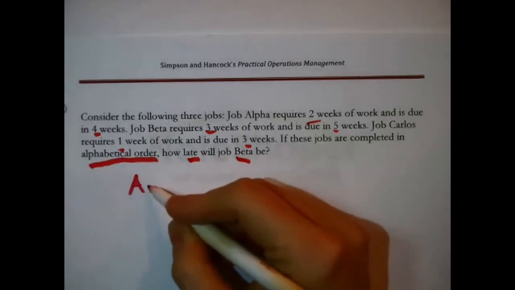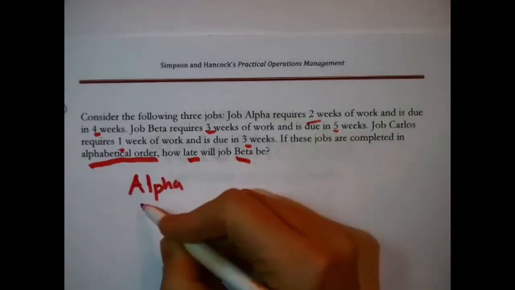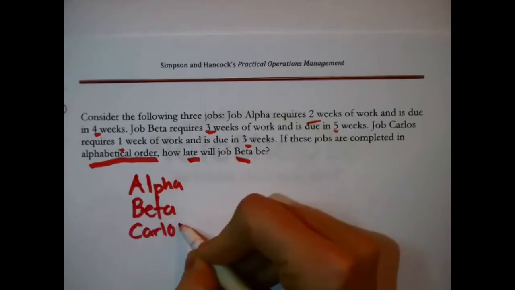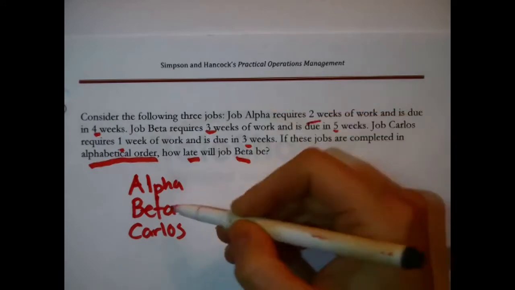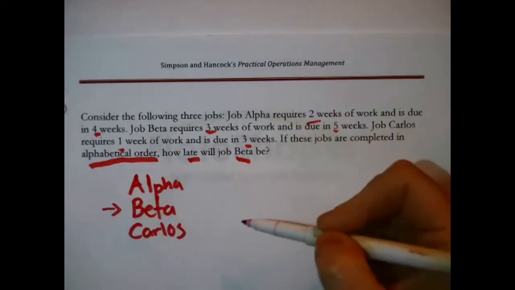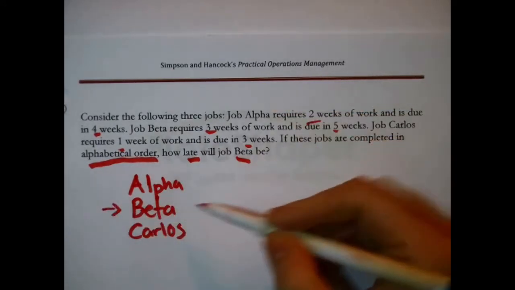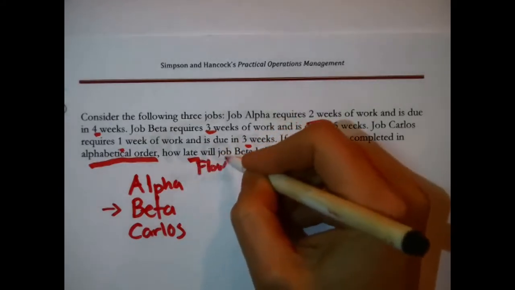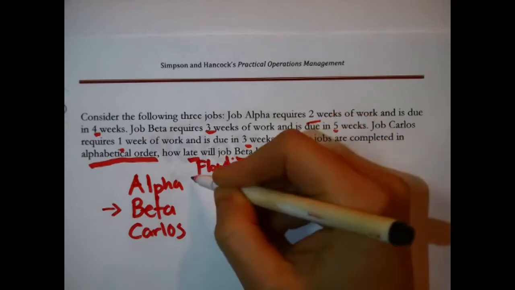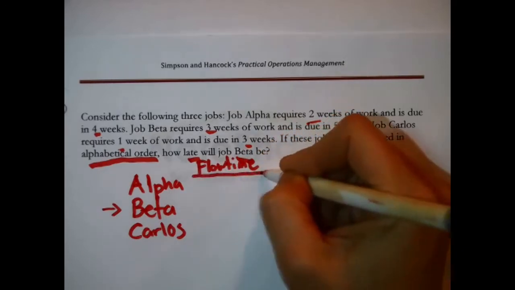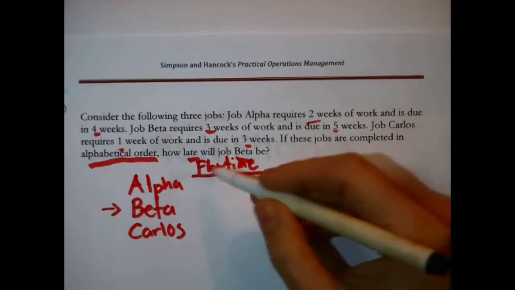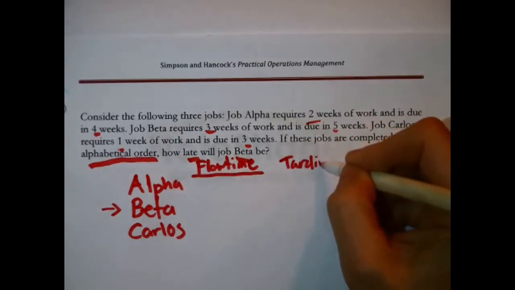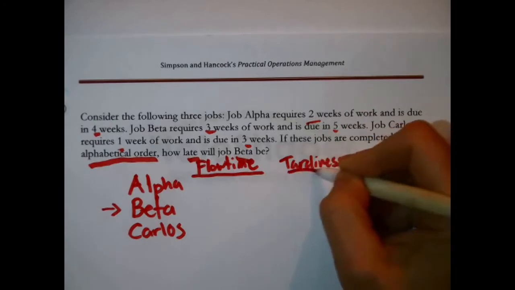That means that alpha will go first, and then beta, B, will go second, and then Carlos, C, will go third. Now, the question's about beta. Is beta going to be late? But in order to determine the tardiness of beta, you always have to determine flow time first. So I'm going to sneak in a column here for flow time. That is to say, when will each of these jobs be finished, so that I can then figure out tardiness. That'll be the column next to it.